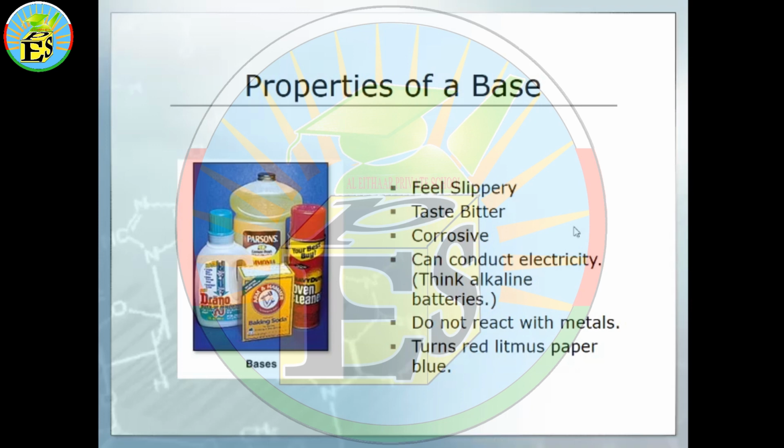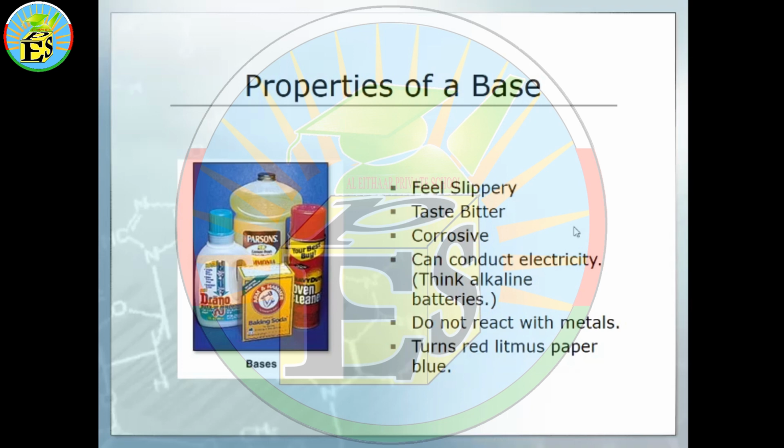Now if you look at the properties of bases, how can you check that a solution or thing is a base? Whenever you touch a base, you will feel it slippery, like soaps. Soaps are basic. Their taste is bitter. Bases are also corrosive, but strong bases, not light bases. Light bases like soap are not corrosive. We use them every day. If it were corrosive, it could burn our skin. But strong bases can act more dangerously than acids.